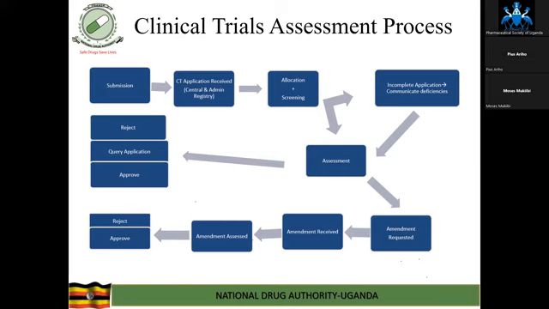So we receive safety reports from all these clinical trial sites, all these clinical trials that are going on all over the country, and we review them. The review of the safety information in a clinical trial is similar to pharmacovigilance, just that here we are looking at a clinical trial setting.